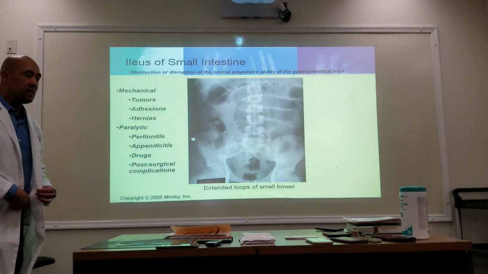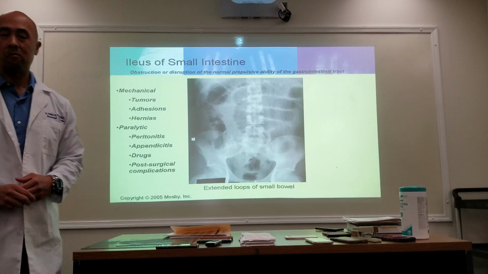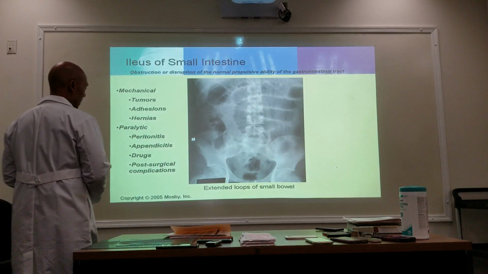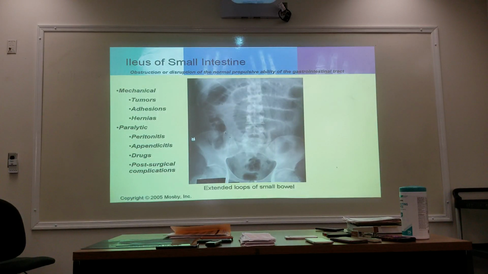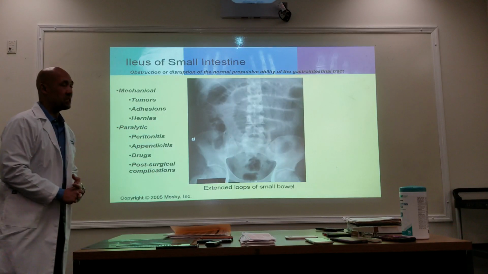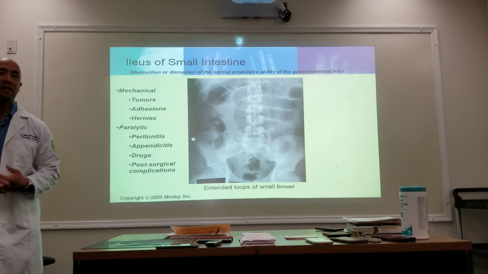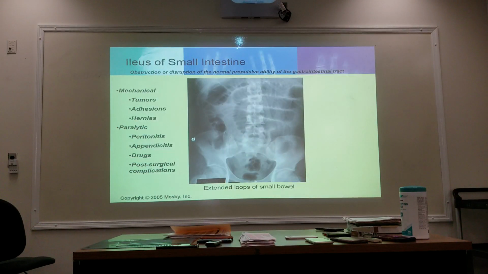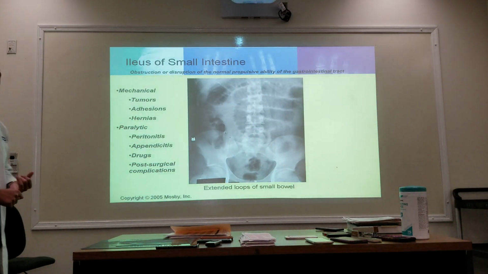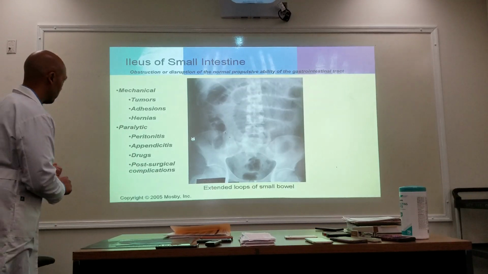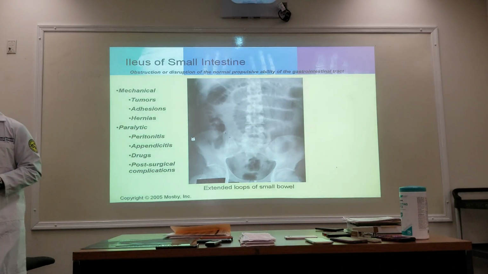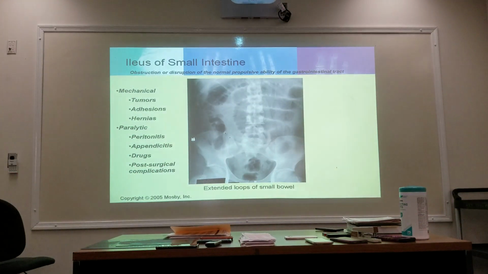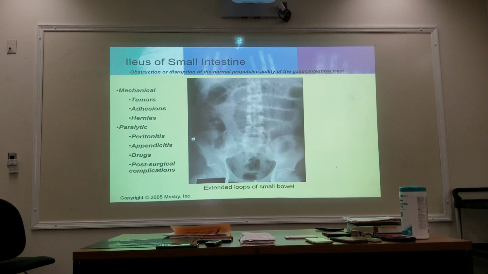Okay, ileus. Ileus is probably what you're going to be seeing most of the time in a radiology department, and why we would do a small bowel series. So an ileus is an obstruction or disruption of the normal propulsive ability of the gastrointestinal tract. There are two different kinds. You have mechanical, which is a physical obstruction caused by, for example, tumors, adhesions, hernias. And then you have paralytic.